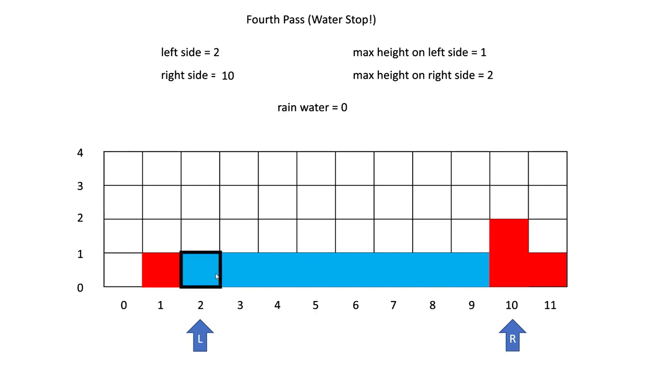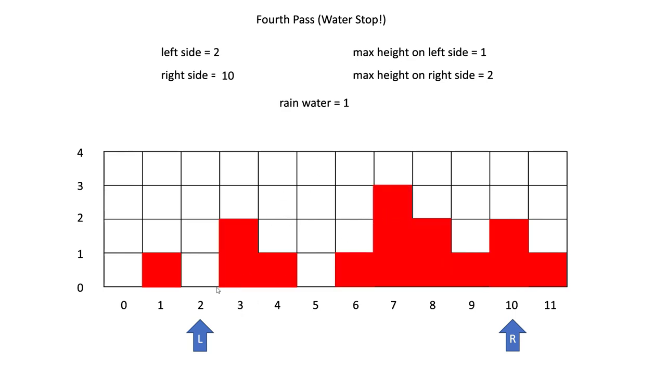But we do know that in index 2 we're going to have 1 unit of water, because the height at L, index 2, is 0, and the max height on the left side is 1 and the max height on the right side is 2. So we can capture 1 unit of water there. And so we'll tag that in the rainwater by adding 1 to it.